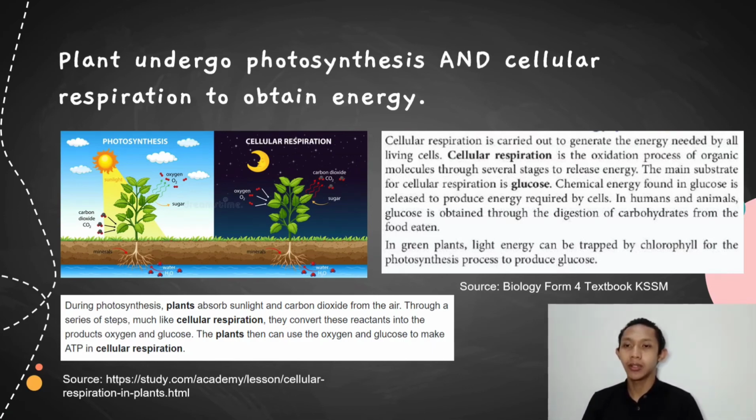In the textbook, it only mentioned that plants undergo the photosynthesis process to produce glucose. The student can have a misunderstanding about plants undergoing photosynthesis to produce glucose, and the student can misinterpret that glucose is a form of energy. Actually, plants undergo photosynthesis by absorbing sunlight and carbon dioxide to produce oxygen and glucose, and then this oxygen and glucose are used by the plants to make ATP or energy in cellular respiration.